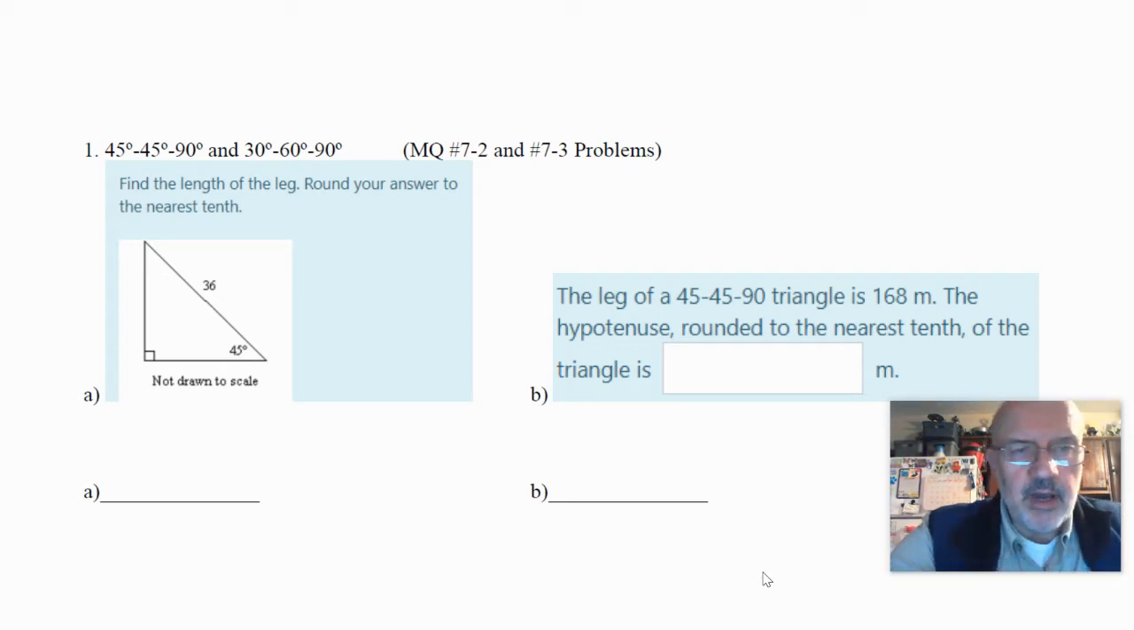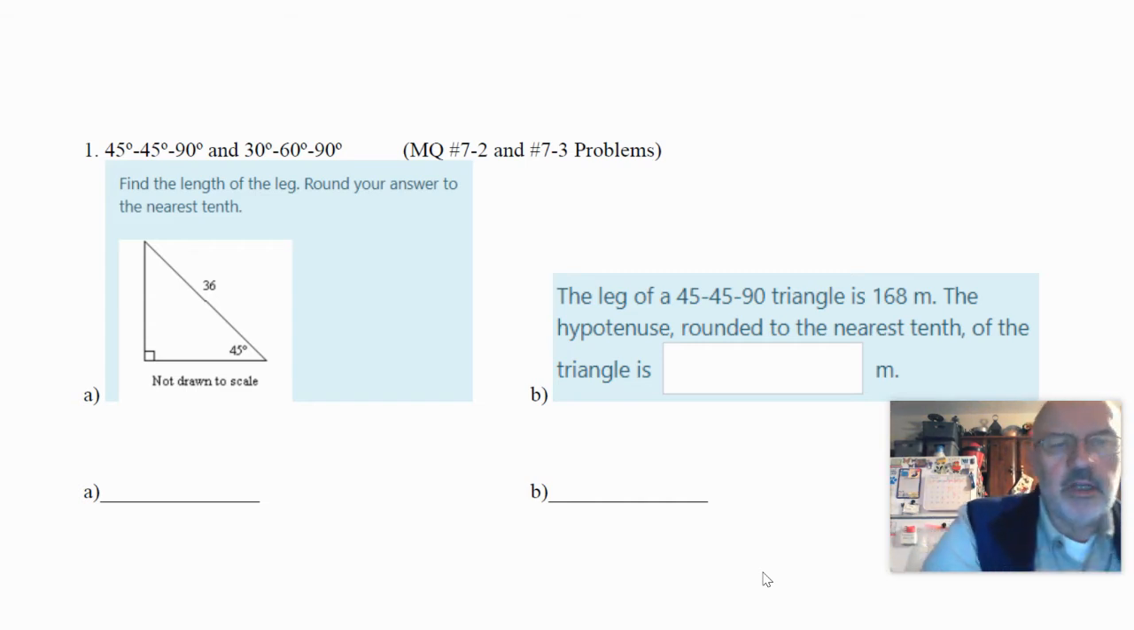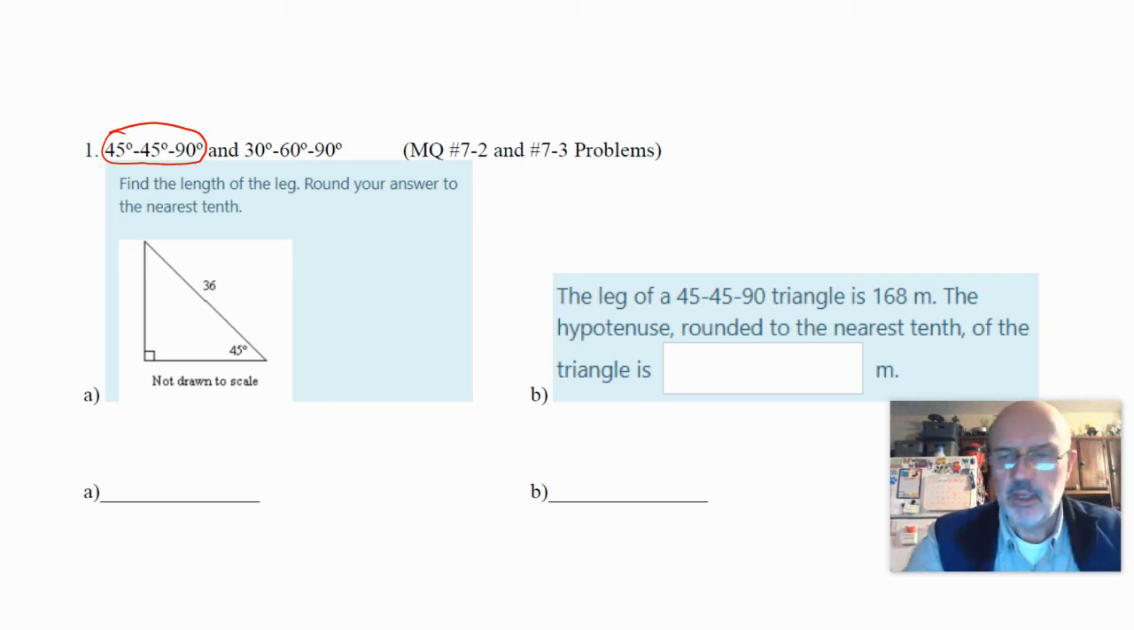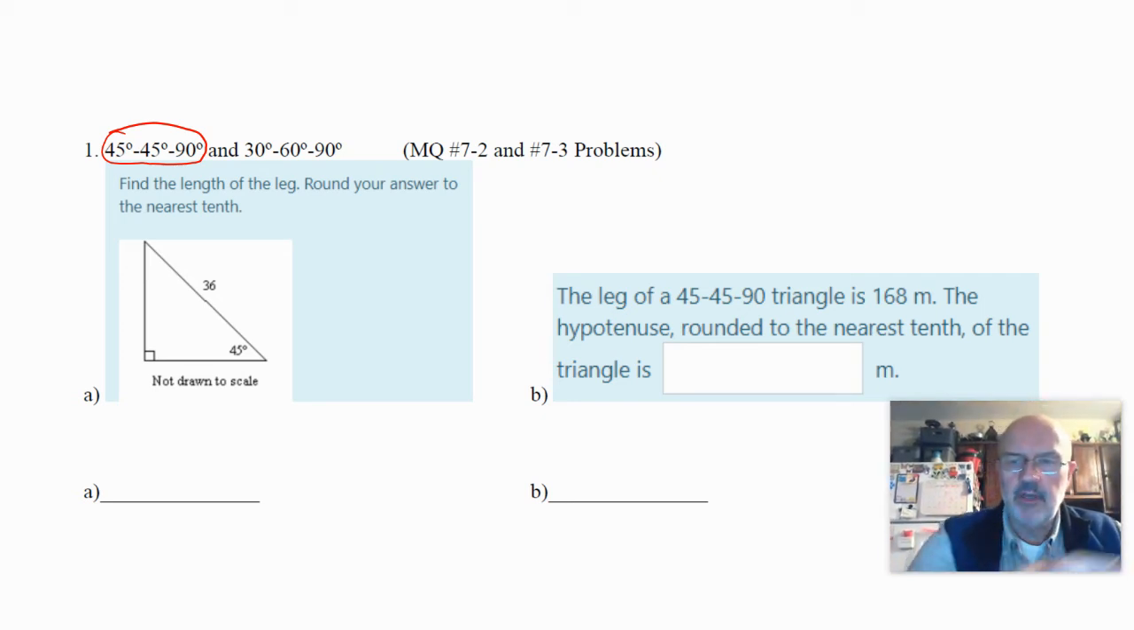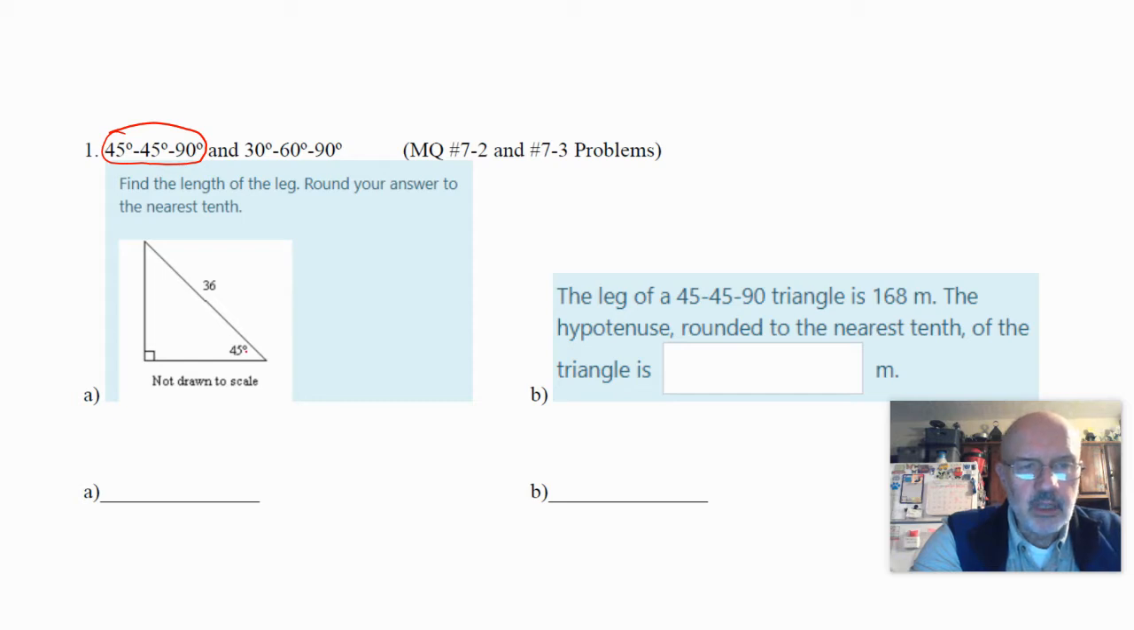So we're supposed to find the length of the leg and round our answers to the nearest tenth. Okay, so this is an isosceles right triangle, or Moodle calls them 45, 45, 90 right triangles. They're the same thing. So what do you have here? You've got to remember this, that the leg, we call that leg x, times the square root of 2 equals the hypotenuse.